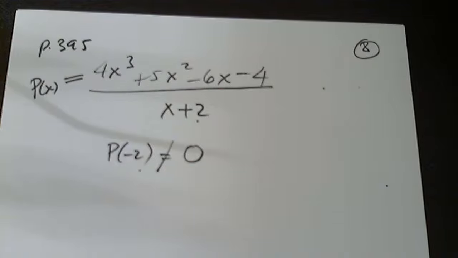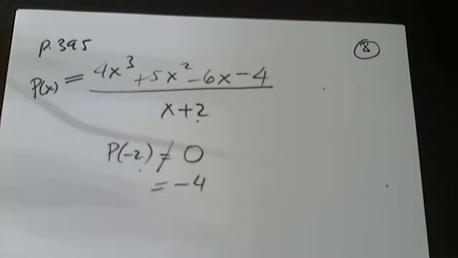I will plug it in: y equals, clear everything else, and enter 4x cubed, and then plus 5x squared and minus 6x and minus 4. And what I have to do is just plug in -2. And the answer is -4.